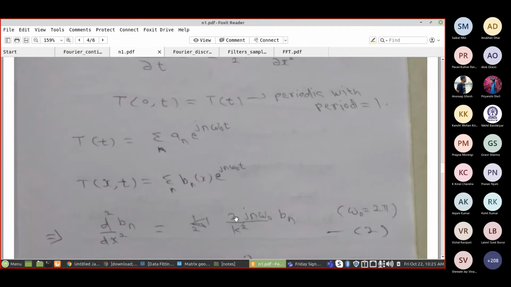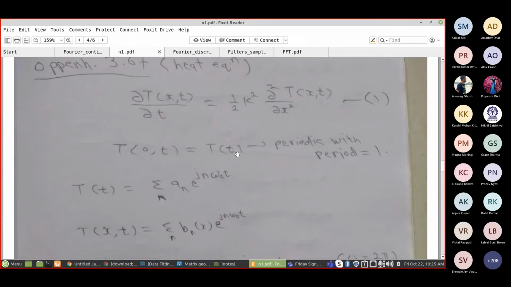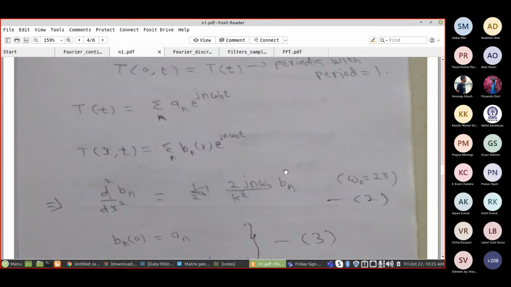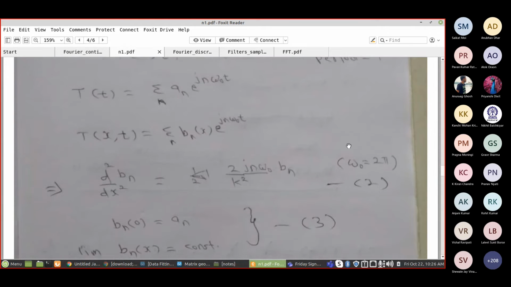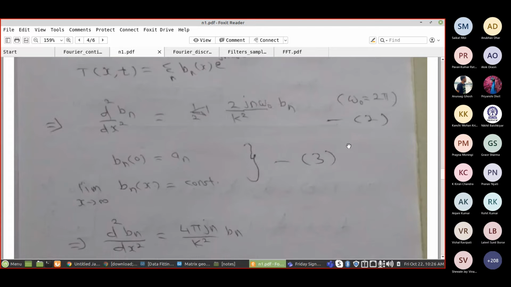What about this half k squared? There is a half k squared. Okay, we are substituting omega naught is equal to 2 pi over T. Maybe I am making a typo or something. Let me check.